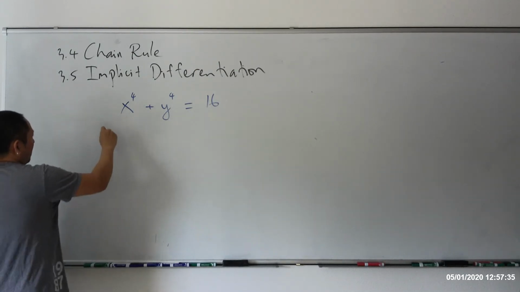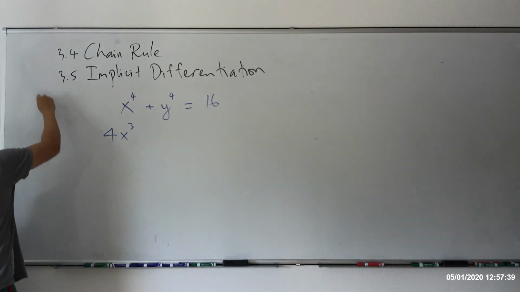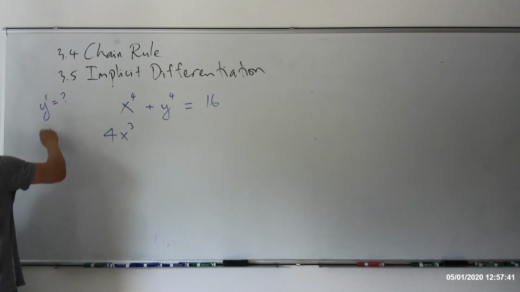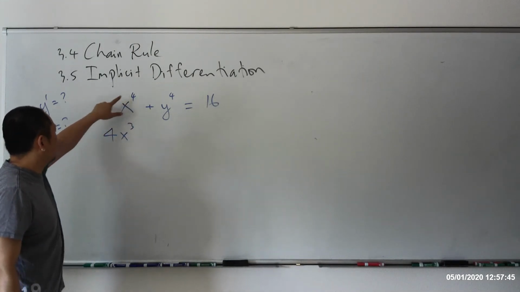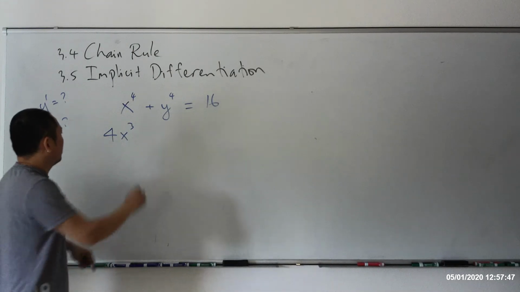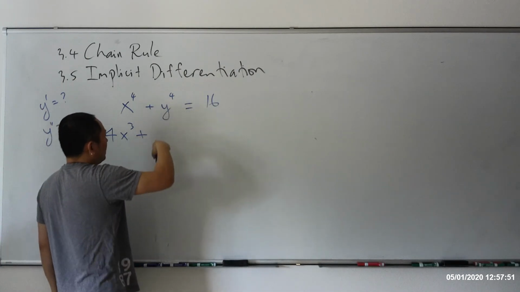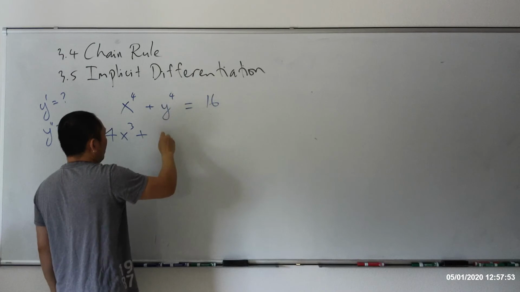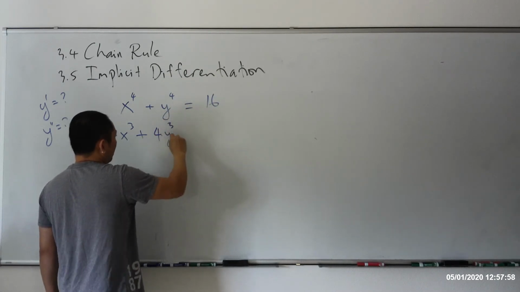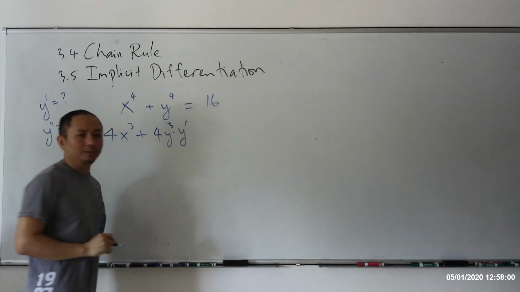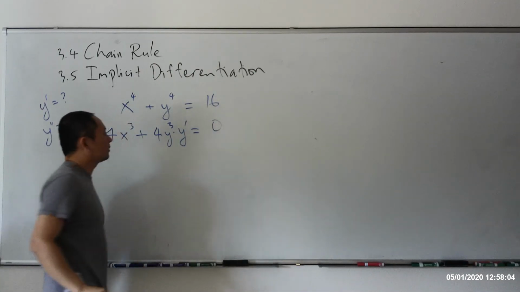Derivative of both sides. The question is what is y prime equal to? What is y double prime equal to? Derivative of both sides. X to the 4 derivative is 4x cubed. Plus y to the 4. Well, y is not a variable, like a big mass to the 4. So 4 times y cubed. And since y is not a variable, you have to multiply by y prime. And it's equal to the derivative of 16, which is 0.